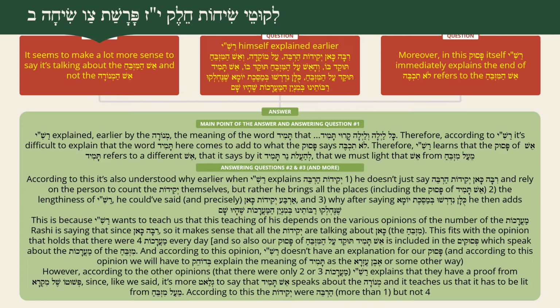What's the explanation for the word Tamid? The word tamid doesn't seem to fit once it says already loisichbe. And according to this opinion, we will have to explain the meaning of the word tamid as the Evan Ezra explains, or in some other way.